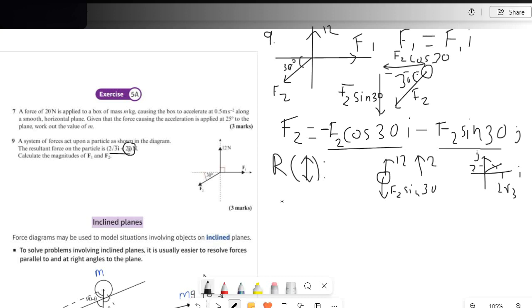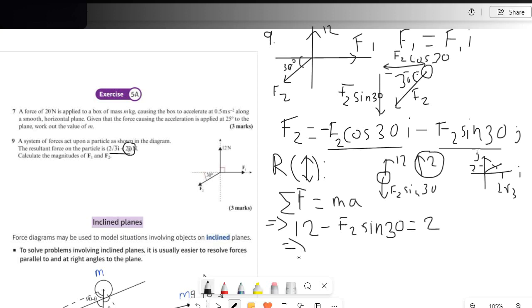So resolving vertically using summation of F, or the resultant force is equal to mass into acceleration, or simply just using the resultant force theory. So we can say 12 minus F2 sine 30 is equal to the resultant force, which is also upwards, so it is 2. So 12 minus 2 is equal to F2 sine 30. So as we know, sine 30 is half, this is 10, so half into F2, so therefore F2 is 20 newtons.